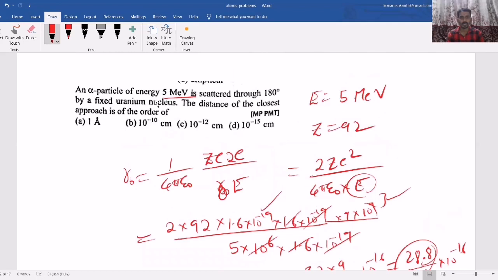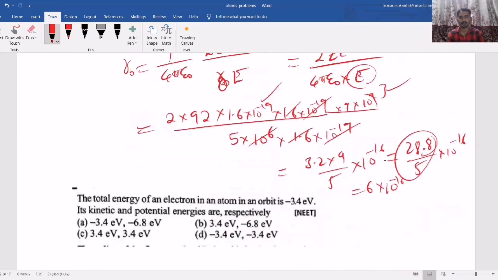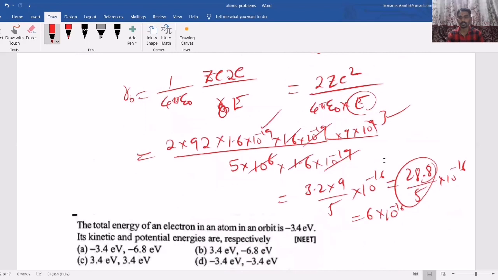Now it is of the order they are asking. So it is of the order means, just a minute, here it is 92. So we missed one more thing here, that is 92 is also there. So into 92, into 92. But here the thing is 6 into 92 means 552 into 10 power minus 16.